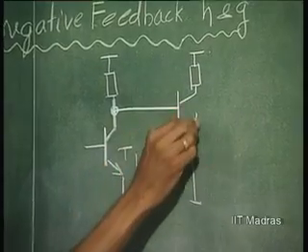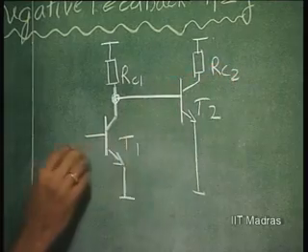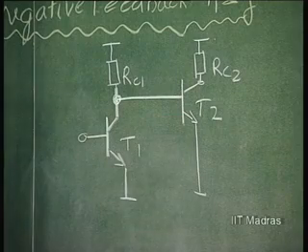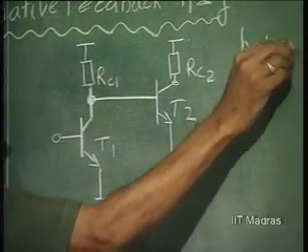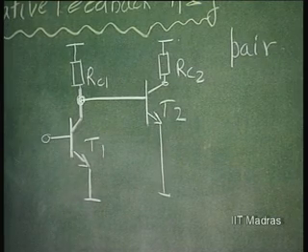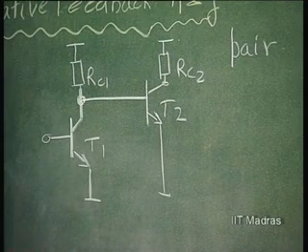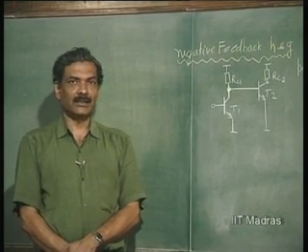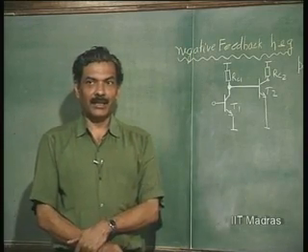So, we have T1 and T2 with respective loads RC1 and RC2. One amplifier is cascaded to another amplifier. When such a pair, as shown here, is used, what are the possible negative feedback configurations? I have told you earlier that with a single transistor and an additional passive network, you can only get negative feedback structures which are Z and Y. Without any passive network, you can get H and G.